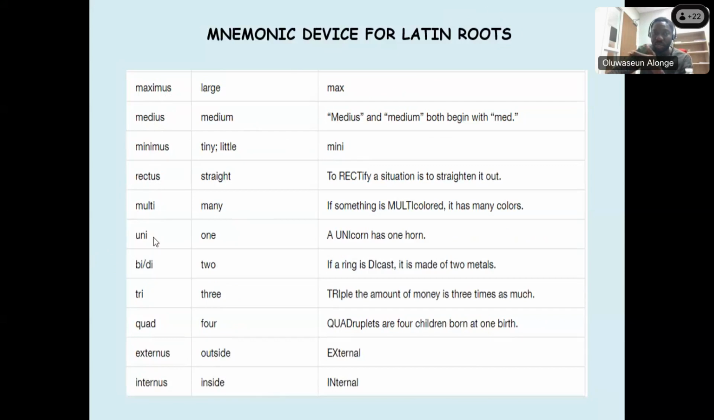Multi means there are many. Uni, one; bi, two; tri; quad. Externus means outside. Internus means inside. So when you talk about external intercostal, for instance, it means intercostal between costal cartilage and external, because there is internal.